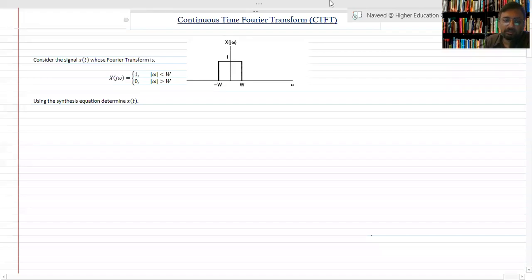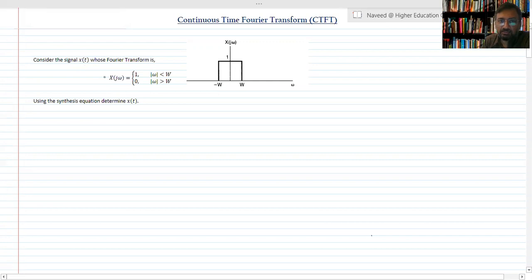In this example, we are given the Fourier transform of some signal x(t). If you look at the Fourier transform, it has a rectangular shape. The Fourier transform is 1 between minus W and W, and it is 0 otherwise. We have to find a signal x(t) whose Fourier transform looks like a rectangle. We have to use the synthesis equation and work it out.